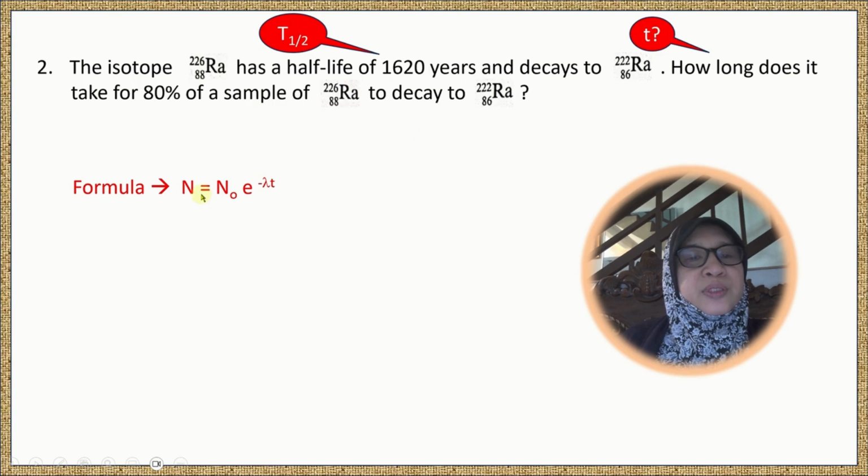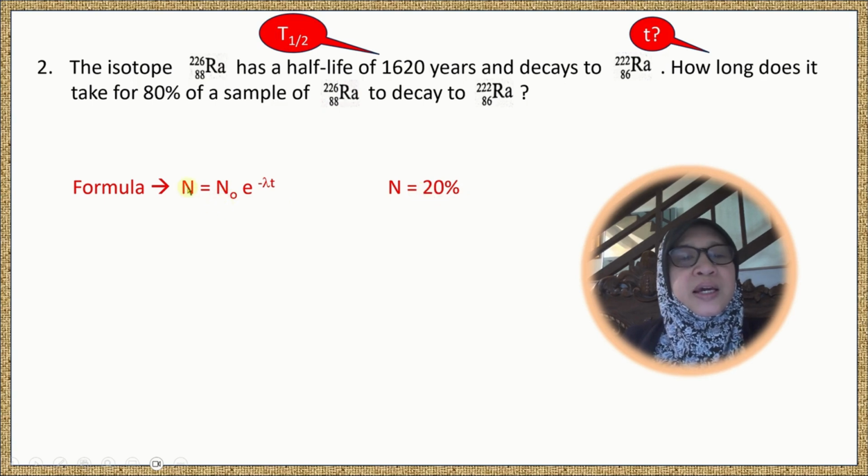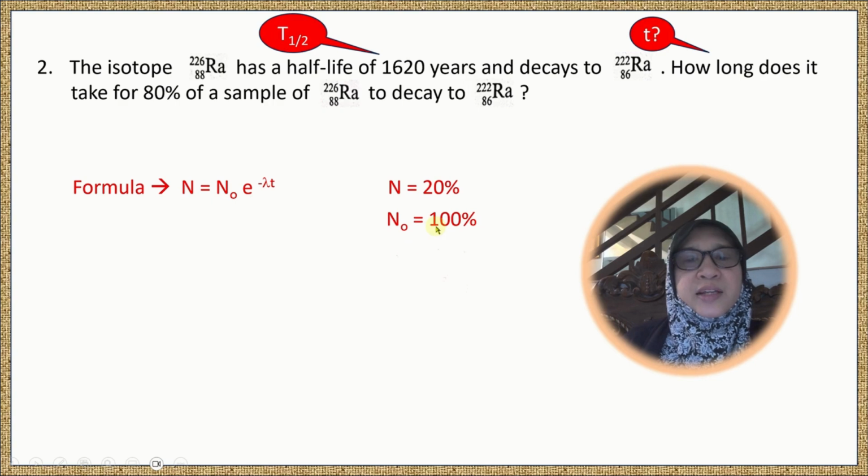The formula we are going to use is N equals N naught e to the power of negative lambda t. N naught is the initial number of sample, and N is the number of sample that haven't decayed yet. This is 20%, because 80% has decayed already. So for this formula, make sure N is the number of molecules or atoms that haven't decayed yet. The initial number of atoms will be 100%.